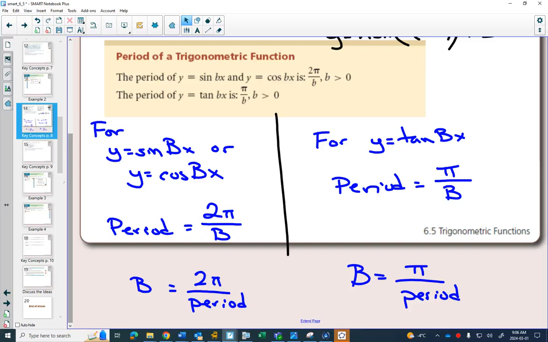And for tangent, you get the same nice formula that your period is always pi divided by your b value. These are very useful formulas that you will use a lot that are not on your formula sheet because they're just connected to horizontal stretches and compressions.